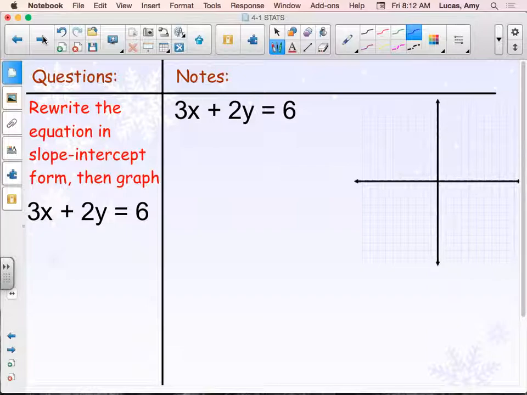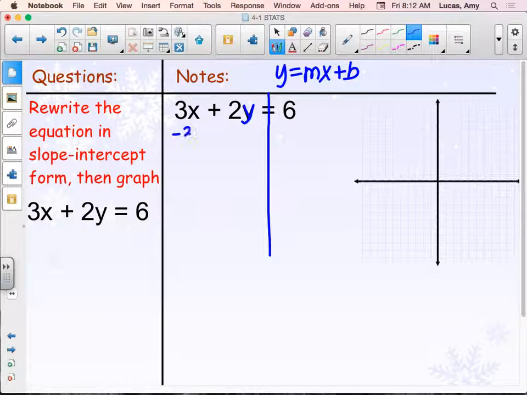Okay, now we've got a little bit more work to do. This next one says rewrite the equation in slope-intercept form and then graph. So slope-intercept form means that we have to get the y by itself. So if I draw a train track here, this is a literal equation. So we learned how to do these back in chapter 2. We need to get this letter y by itself. So I am going to subtract 3x on both sides.